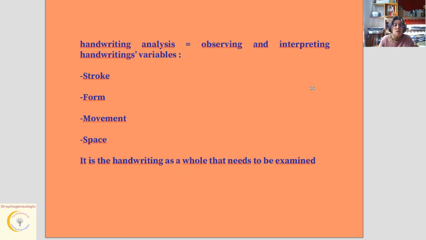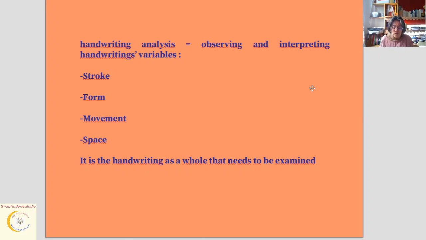Okay, so these are the main constituents of the handwriting. There's a lot to observe. It's really the whole of the handwriting that is examined, and not sorry, it's getting cold here.